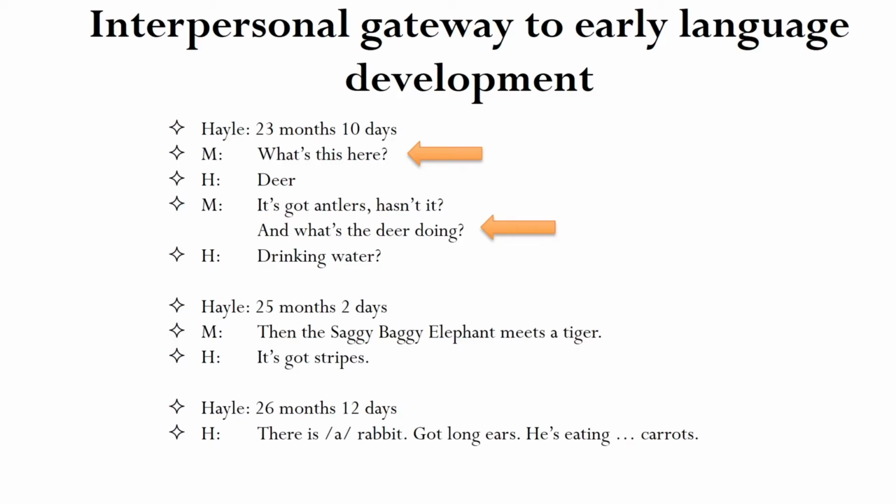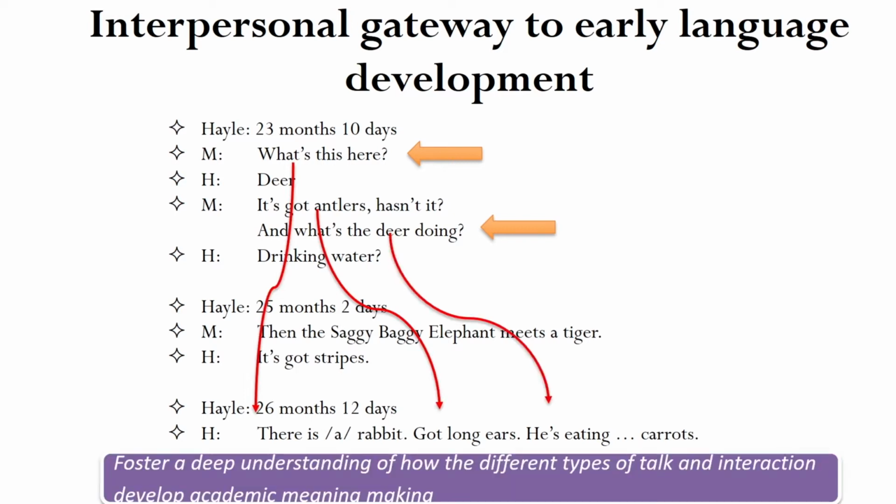There are 3 steps: the deer, the antlers, different parts of the animal, and the habitat. What's the deer doing? Drinking water. What we can see is the uptake of knowledge. At 26 months old, there is a rabbit, got long ears, he's eating carrots.